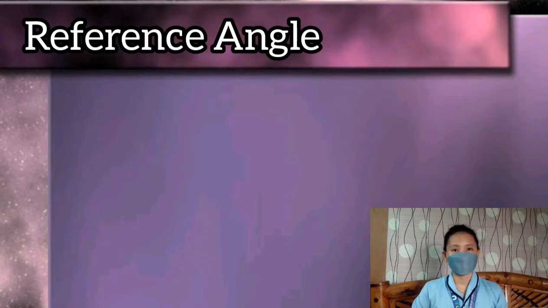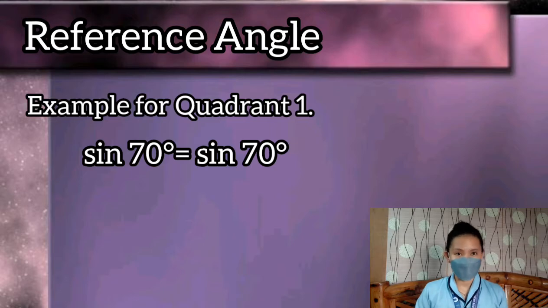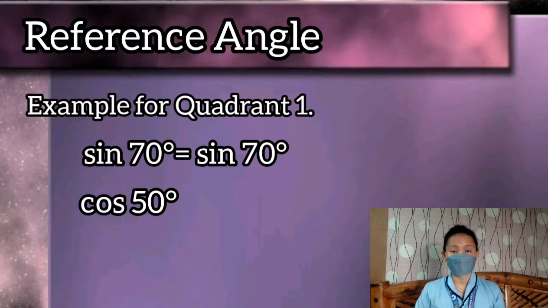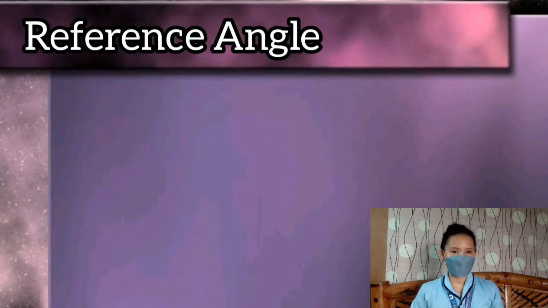So let's have an example for quadrant 1. Find the reference angle of sine 70. So the answer is 70 degrees, because the reference angle is equal to the angle that is given. So that is sine 70 degrees. So who wants to solve for cosine 50 degrees? Okay, yes, that is 50 degrees. So therefore the reference angle is 50 degrees. That is for quadrant 1. Okay, so let's go to quadrant 2.